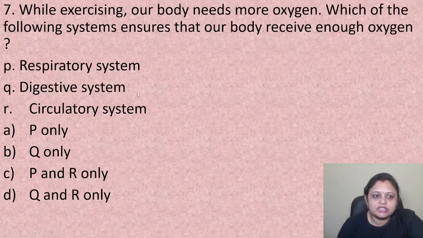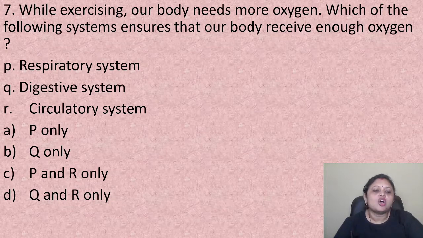Coming to the next question: while exercising, our body needs more oxygen. Which of the following systems ensures that our body receives enough oxygen? P, respiratory system. Q, digestive system. R, circulatory system. Option A, P only. B, Q only. C, P and R only. D, P and Q and R only.